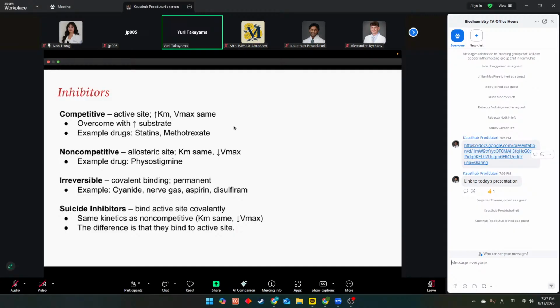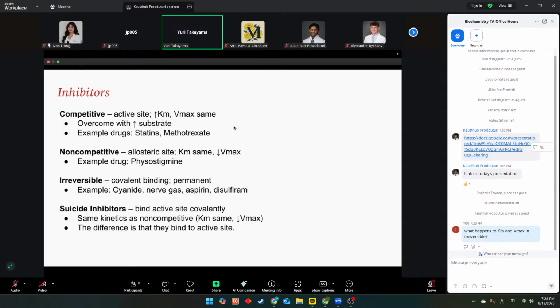And your question was, what's the difference between irreversible and suicide? Yes, is irreversible only for allosteric sites, or what is the difference? I can take a look at it later. I actually don't know what the difference is between these two. They usually compare suicide inhibitor to non-competitive inhibitors, though.